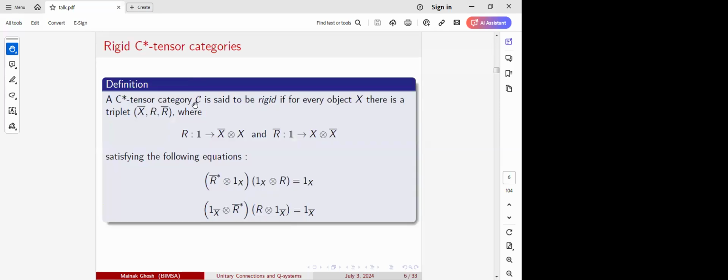So a C* tensor category C is said to be rigid if for every object X we have a triplet (X bar, R, R bar), where R is a morphism from 1 to X bar tensor X and R bar is a morphism from 1 to X tensor X bar, satisfying these equations. These equations are called the conjugate equations, and we say that the pair (R, R bar) is a solution of these conjugate equations. The object X bar is called the dual object of X, and it can be shown that it is unique up to isomorphism.